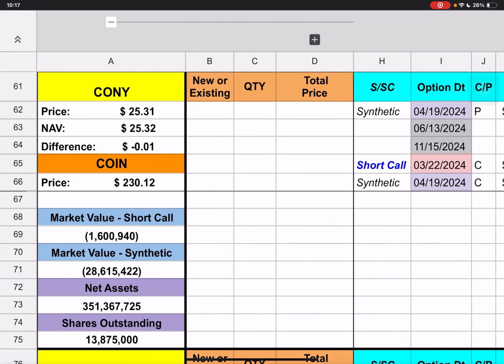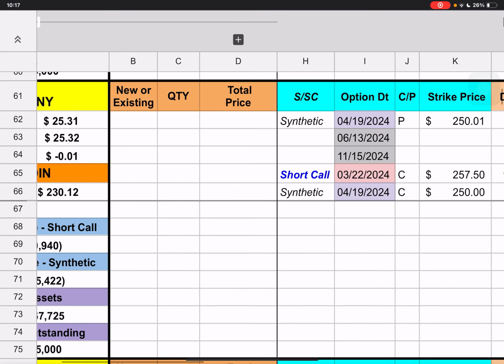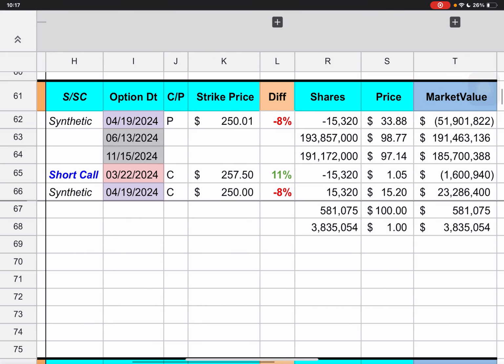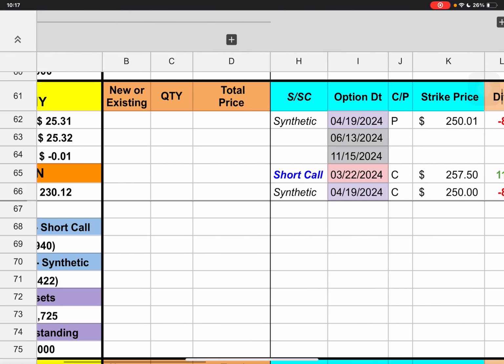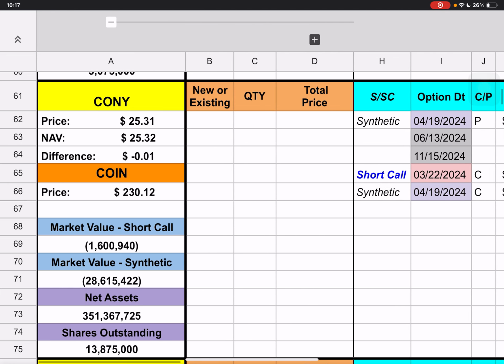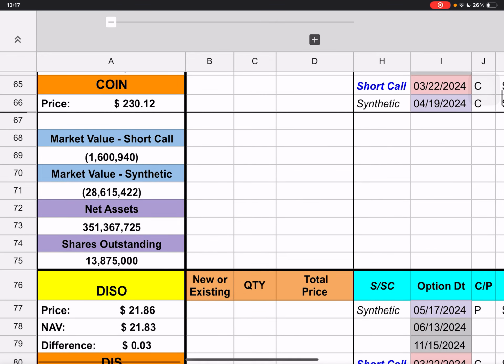Coney closed at 25.31, even though I did see it in the 24s this morning. Coin ended up closing at 230.12, and we have no trades here for the day. We have one short call that expires Friday with a strike price of $257.50, and we're 11% below that. But then we have our synthetic position that expires in 1 month, and we're 8% below that. So if we look over here on the left, if we were to close out that synthetic position today, it would cost us $28.6 million.